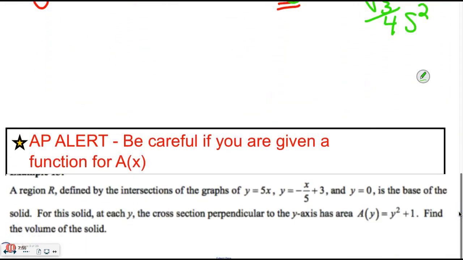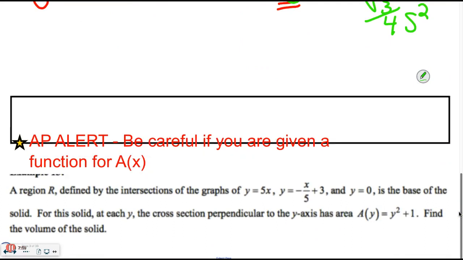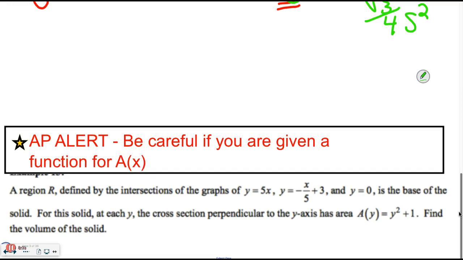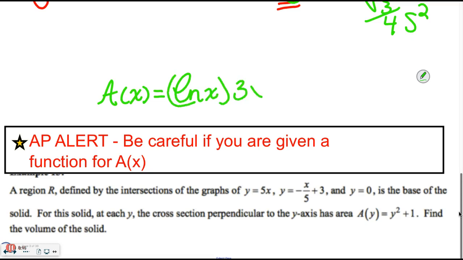This says AP alert. Be careful if you're given a function for A of x. I think that might be awful. That happens sometimes, like I said up there with the sine squared. That's happened on the AP test before, where they'll say the area of a face is natural log of x times, I don't know, 3x or something. And kids are like, well, I didn't know what shape that was. Well, that's the area of the face.